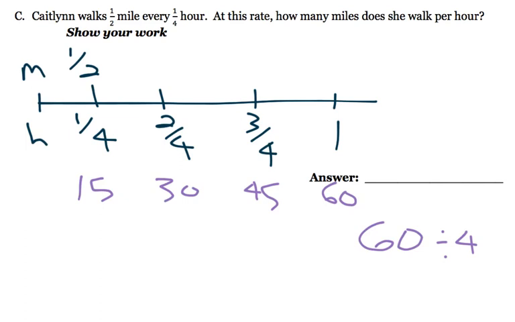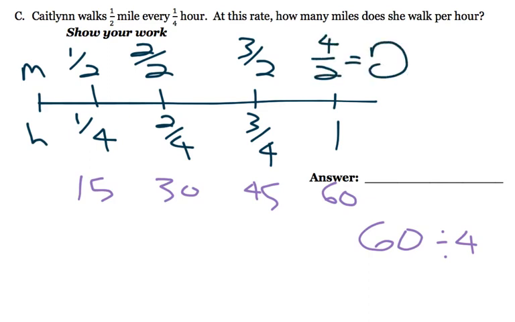You could do it like that, or you can leave it as fractions. So now, every time we go up by a quarter of an hour or by 15 minutes, Caitlin's going to go another half of a mile. So we got one half, then we're going to have two halves, which is the same as a whole. Then we're going to have three halves of a mile, which is the same as a mile and a half. And then we're going to have four halves, which is the same as 2 miles per hour.